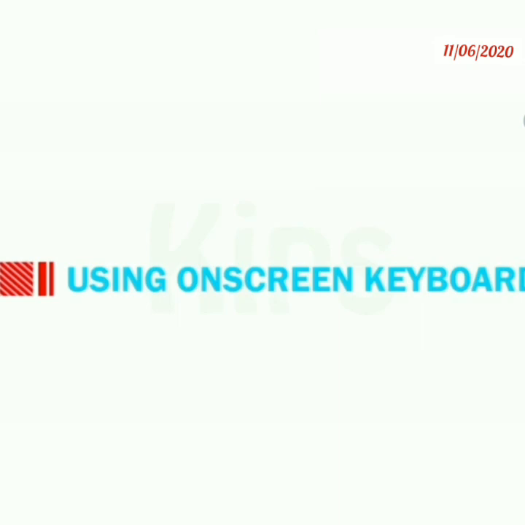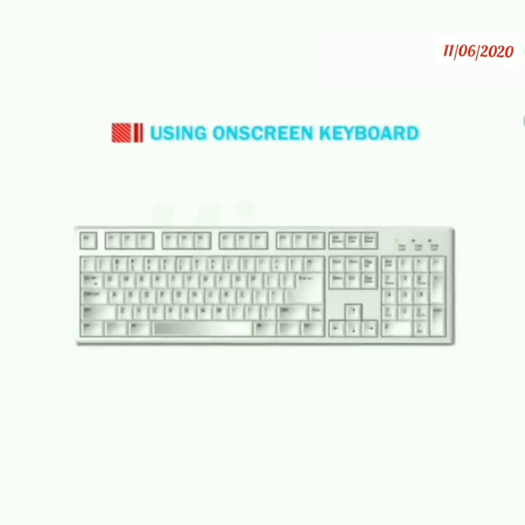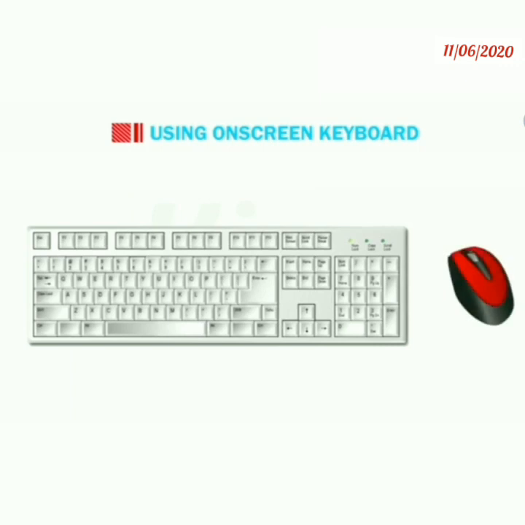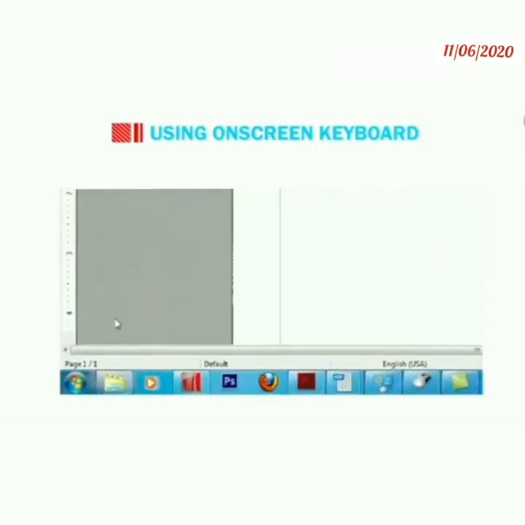Using on-screen keyboard is the next topic. Now dear children, now let us consider the reverse scenario. The keyboard has stopped working, but the mouse is working. Remember that. Okay. Windows has an on-screen keyboard which can be operated with a mouse. Start the application where you wish to use keyboard.